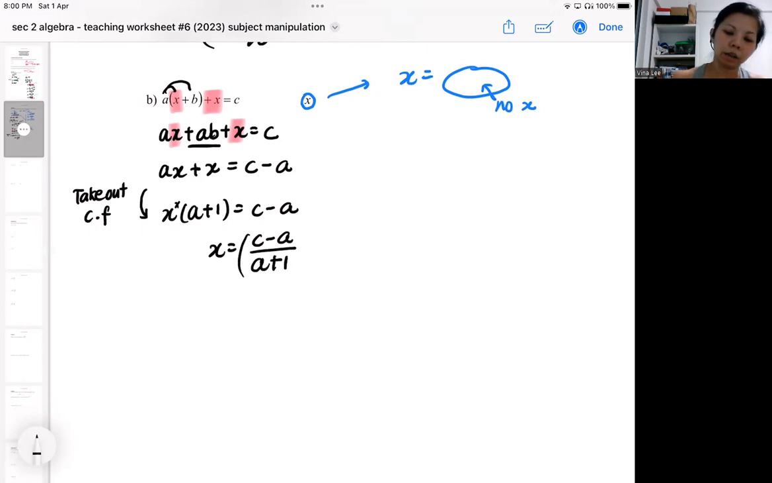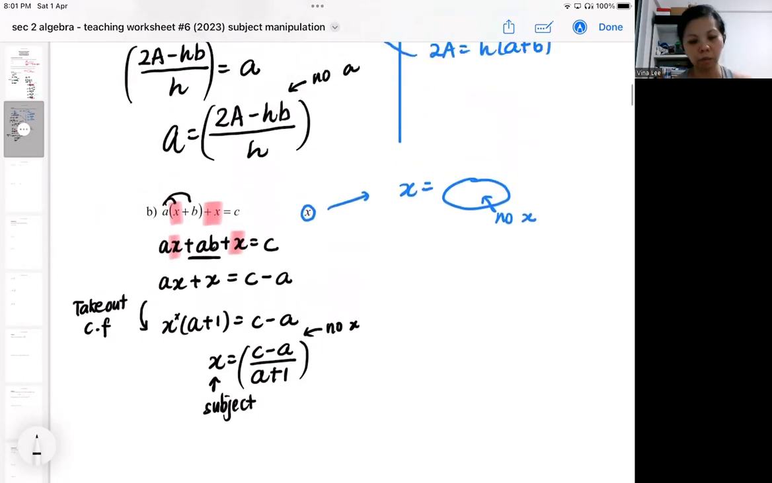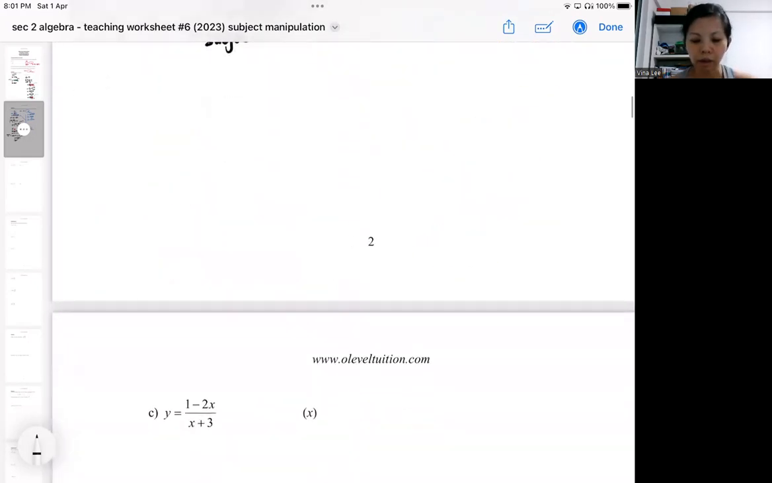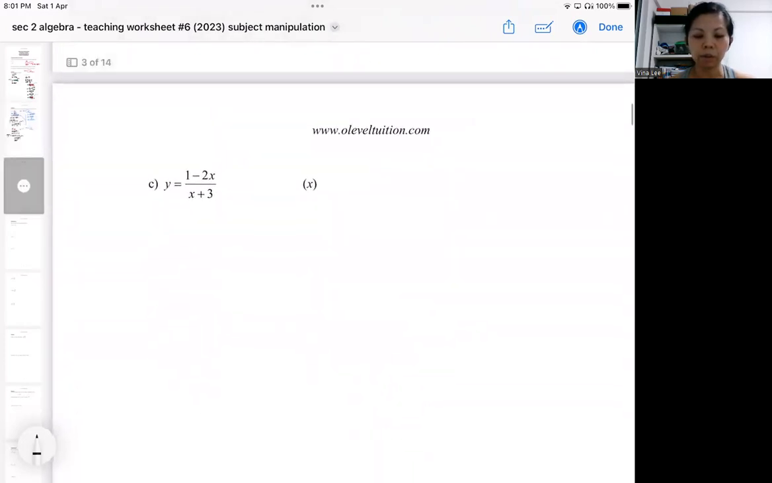And if you do a check here, you got no x. So your x is already the subject. So take out common factor is also a common technique. Expansion is a common technique. Cross multiply is a common technique. Make same denominator that we did in example 1 is also a technique. So all the algebra technique that you have learned will be a technique. Okay, so far, have an idea first, before I go to more examples.